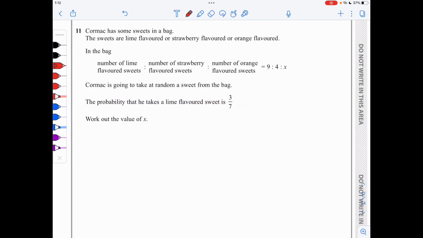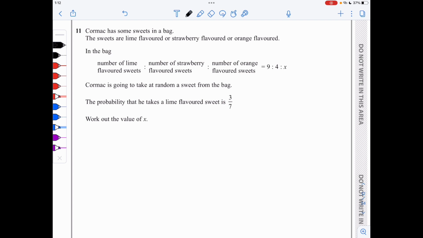In 11, Comac has some sweets in the bag. They are lime flavored or strawberry flavored or orange flavored. So we've got 3 flavors. These are the number of different sweets, their ratio, and if they're going to take at random a sweet from the bag, we know that the probability that they take a lime flavored sweet is 3 to 7. So we need to work out the value of x.